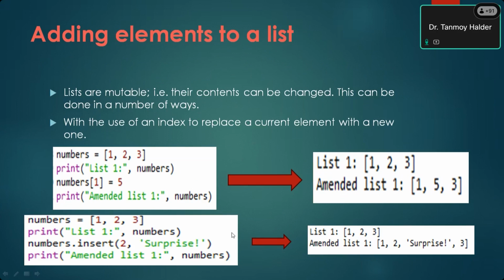Here is another example where I have included a string and some numbers using insert. There is a function named insert. I have used the insert function. If I want to insert this particular string, surprise, it will be added in the list at the right position. At what position? 2. I have mentioned 2 here. 2 means, actually, the index numbers are 0, 1, 2. At index position 2, the string will be inserted.